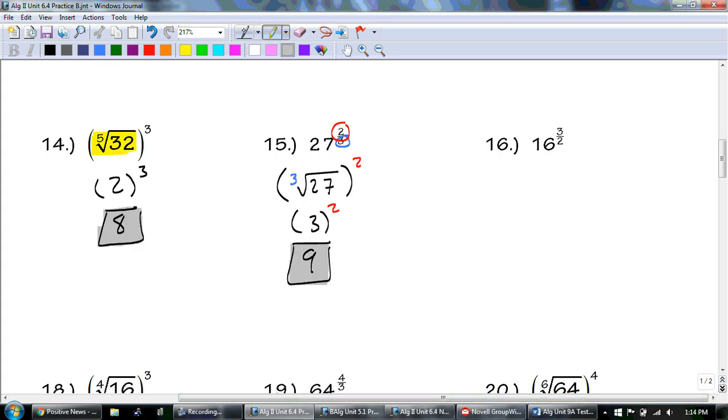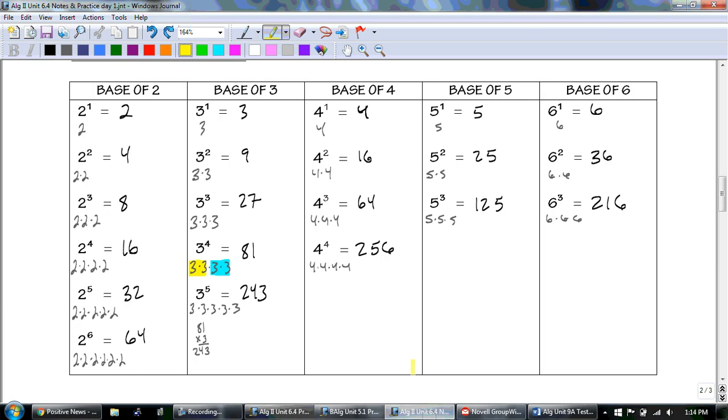All right, 16. Since this is to the square root, I do not need to put the 2 there. You should know the square root of 16 is 4. And then 4 to the 3rd power. Just come over here, and we get 64.